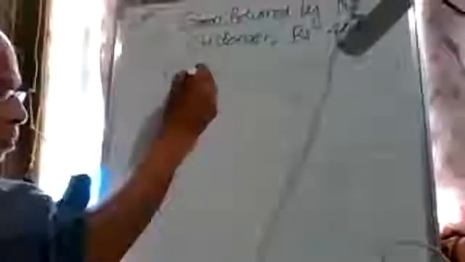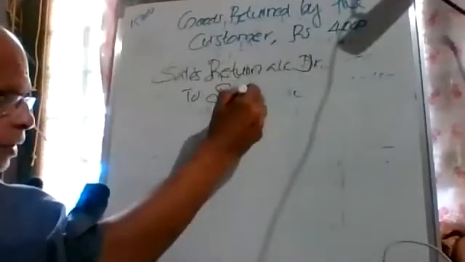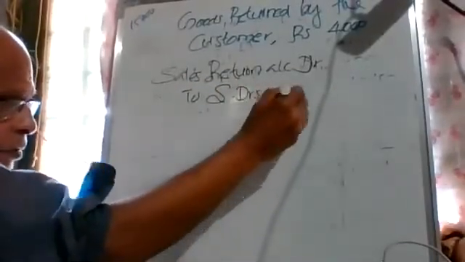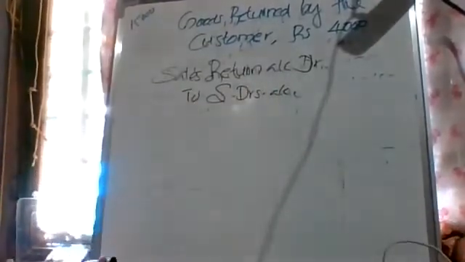Sales returns account debit to sundry debtors account. Okay. Once again, sales return account debit. What you told is correct only. Say once again. Sales returns account debit to sundry debtors account. Yes, sales return account debit to sundry debtors. For convenience, I am using the shortcut S.DRS. 4,000.